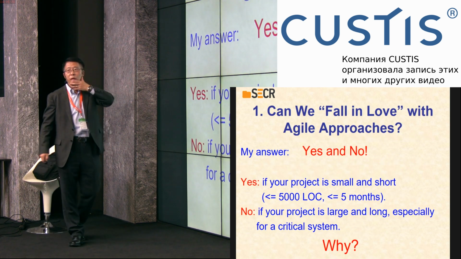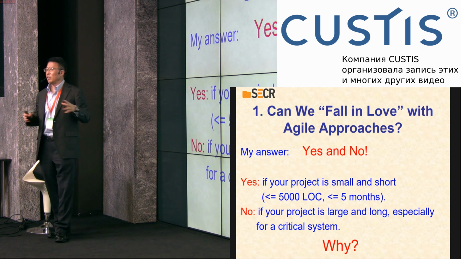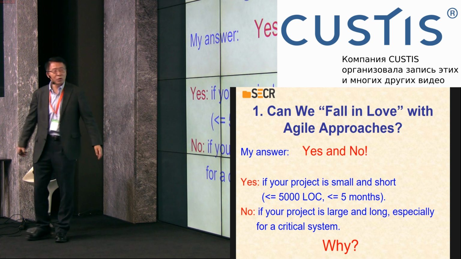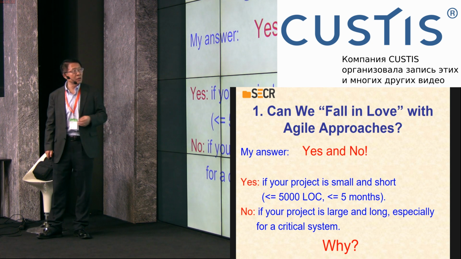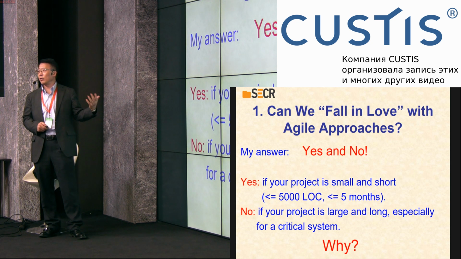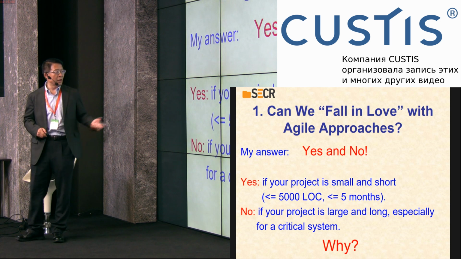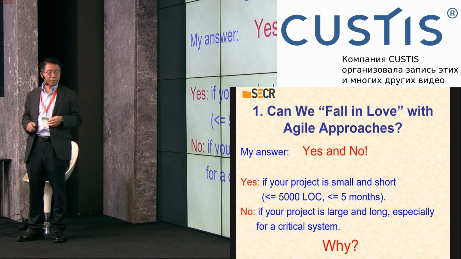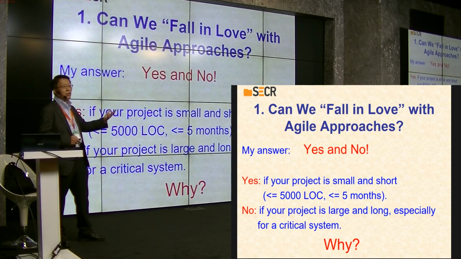Okay, the first question is, can we fall in love with Agile approaches? It seems these days everybody is talking about the Agile approach. According to my own research and application experience, I believe that yes and no is the answer. It depends on what kind of project you are doing. If your project is small and short, let's say about 5,000 lines of code for the scale and less than 5 months, then I think probably you can go agile. That will be okay, no problem.